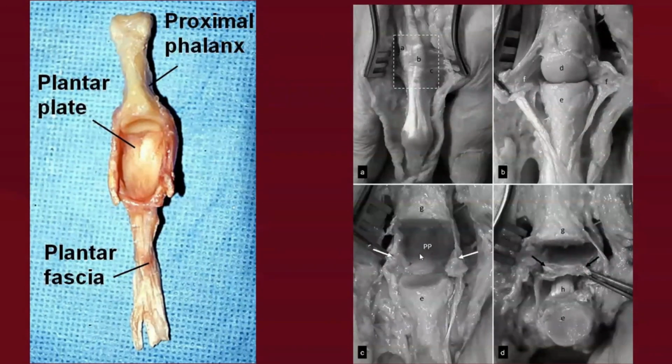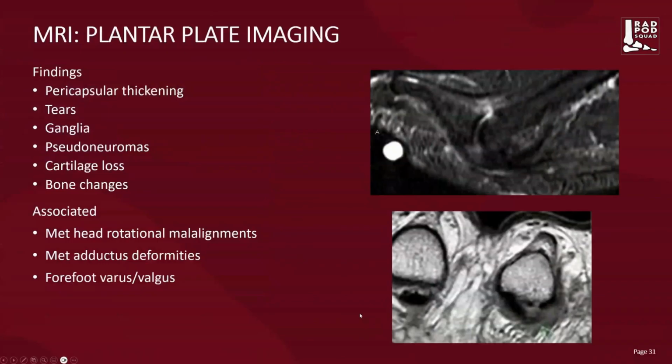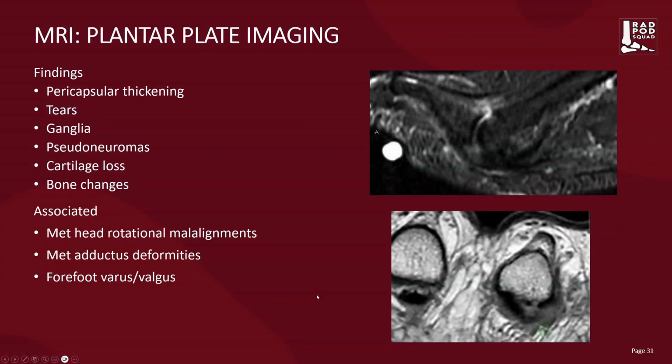We can expose that plantar plate seen here in the gross specimen, picking up the plantar plate where we can appreciate that 2 to 5 millimeter in thickness that we can see here, again, about 5 to 8 millimeter in width and 2 centimeter in length. Looking at plantar plate imaging with MRI, we really can appreciate that pericapsular thickening. We can see tears, ganglia, pseudoneuromas, cartilage loss, bone changes, and of course associated metatarsal head, rotational malalignments, metatarsus adductus deformities, and even forefoot varus and valgus.